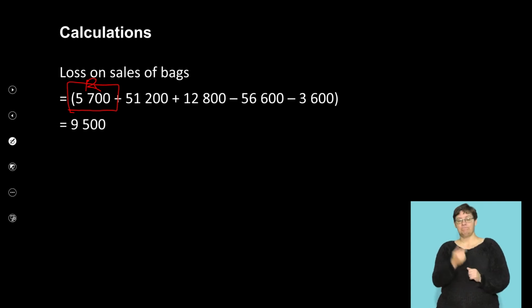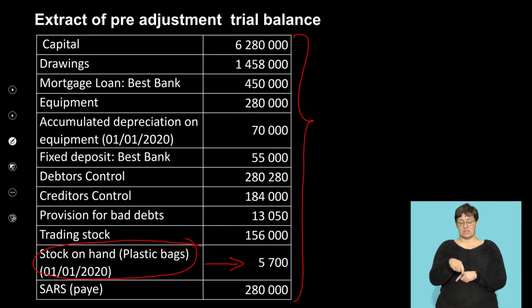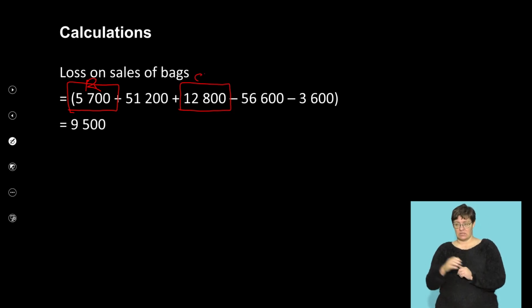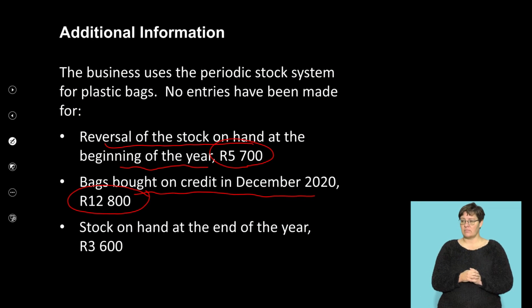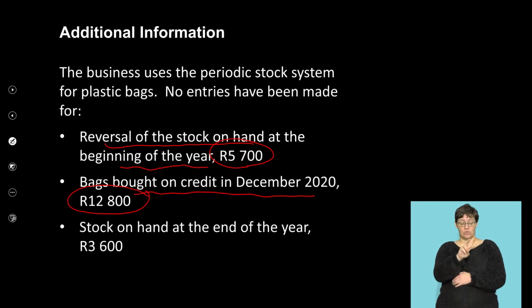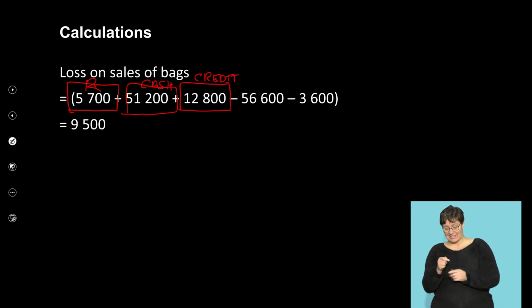I bought goods, or the bags bought on credit, was 12,800. So therefore, watch my calculation. There's my plus 12,800. Let's mark that as the credit plastic bags that we bought, right? What else do we know? We know that we purchased on cash 51,200. Therefore, there's my 51,200. That will be my cash purchases of my plastic bags.